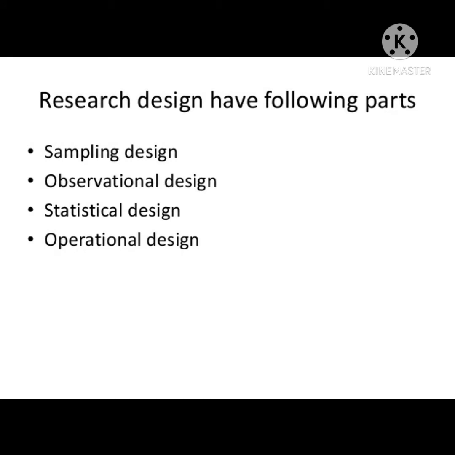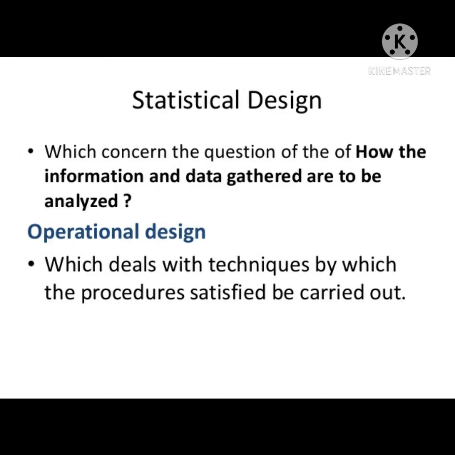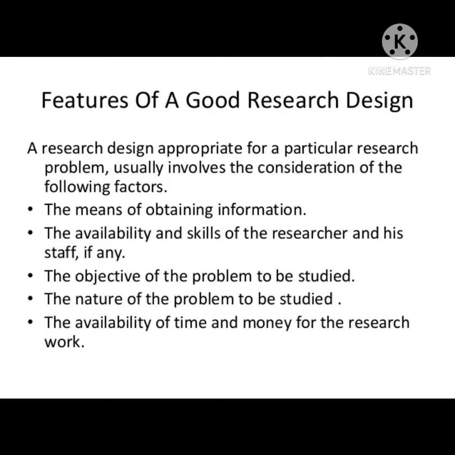Research design has the following parts: sampling design, observational design, statistical design and operational design. Sampling design deals with the methods of selecting items to be observed for the study, and observational design relates to the conditions under which observations are to be made. Statistical design concerns the question of how the information and data gathered are to be analyzed, and operational design deals with the techniques by which the procedures specified can be carried out.